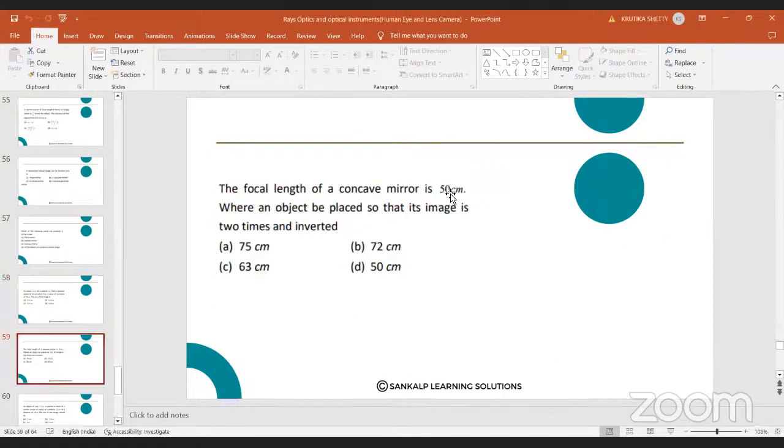A focal length of a concave mirror is 50 centimeter. Where should an object be placed so that its image is 2 times and inverted? So the focal length of the concave mirror is given as 50 centimeter. F is equal to 50 centimeter. Then next, your magnification is twice. Therefore, I'll write it as m is equal to v by u is equal to 2. Therefore, v is equal to 2 into u. And the image is twice of the object.